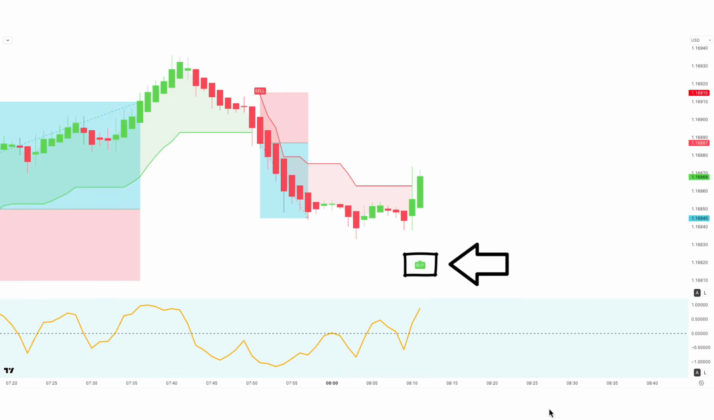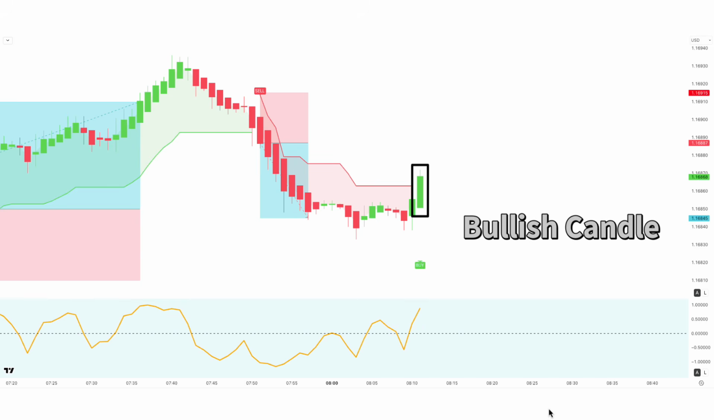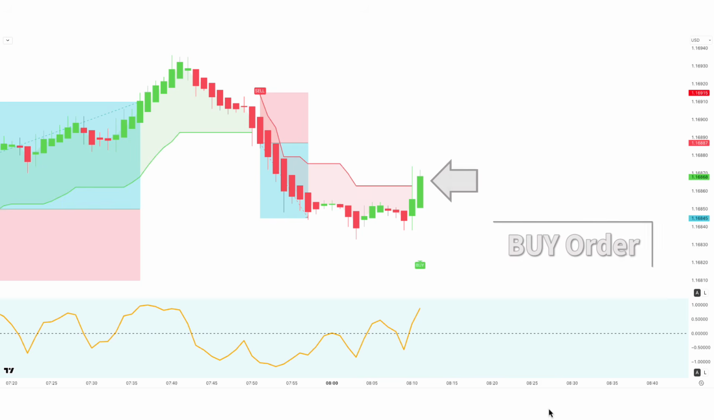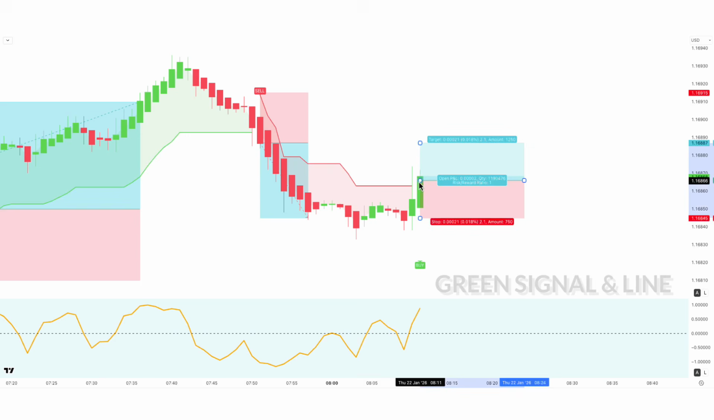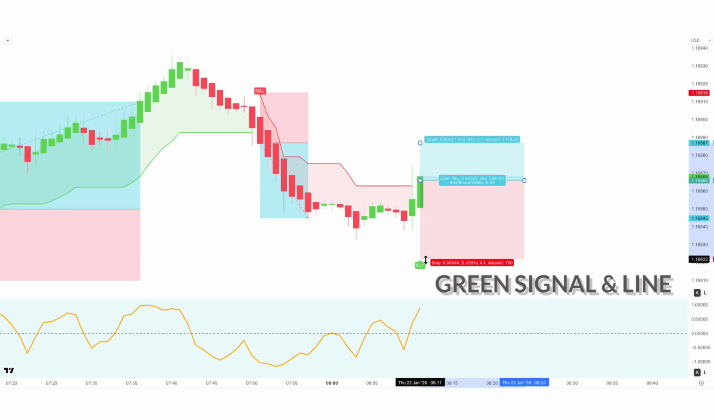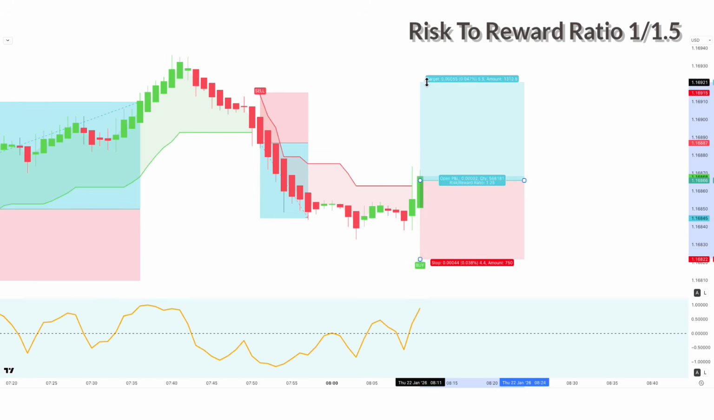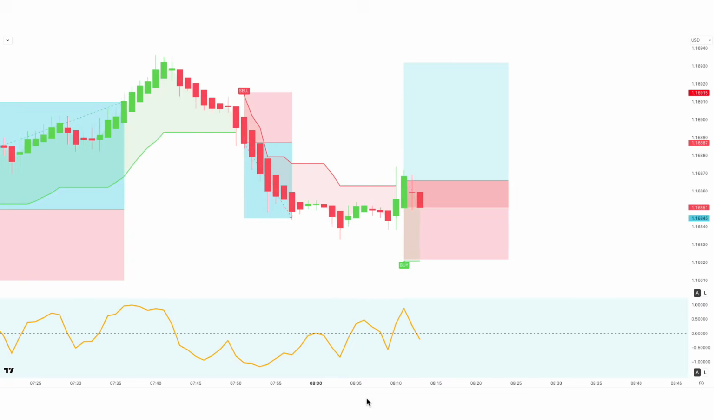Here, the TSM 2018 arrow of this indicator is a buy signal. Here, the orange color line of new indicators is above the zero line. Here, the market has made a bullish candle to give confirmation. So all our conditions are being fulfilled, so we are placing an order to buy. Our stop loss is to be placed at the green signal and line, and the risk to reward ratio will be 1:1.5. Let's see what happens to our trade.